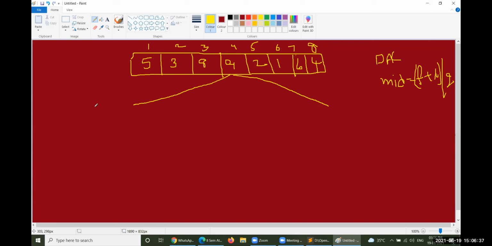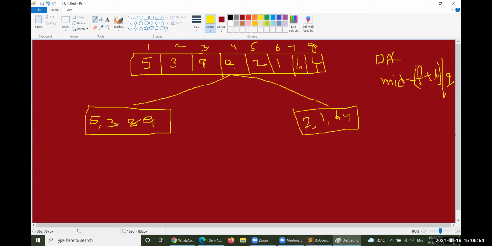Look at this. The left array will contain 5, 3, 8, 9 as a subarray, and here 2, 1, 6, 4 will be the second subarray. Okay, in this way it has been done. Divide and conquer always specifies that you apply the division operation a number of times. How many times? For number of elements equal to n, 2 power k, there are k recursive calls taken to divide the operation.